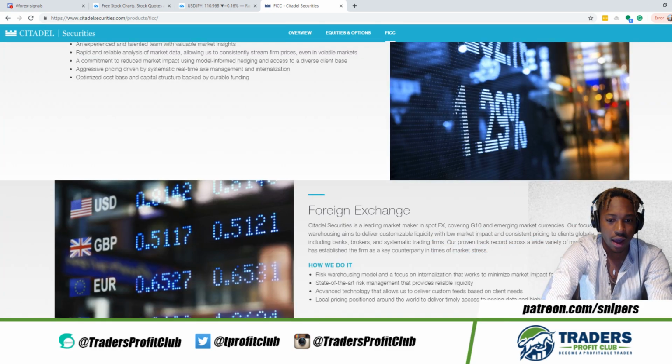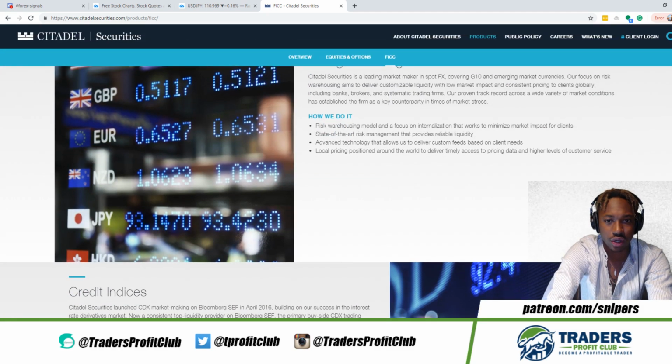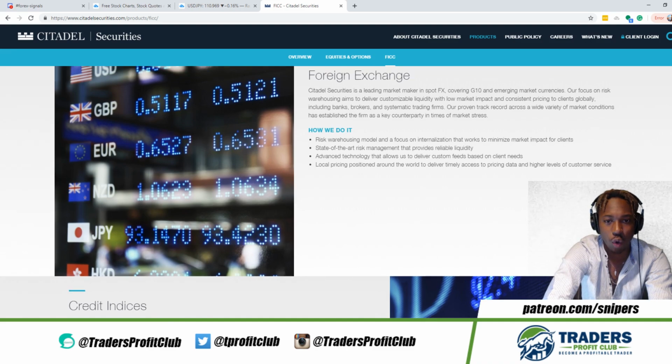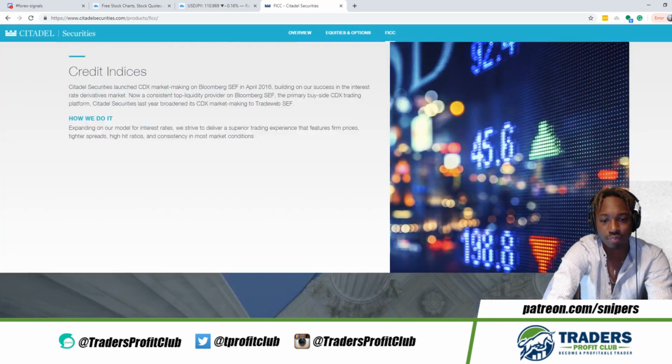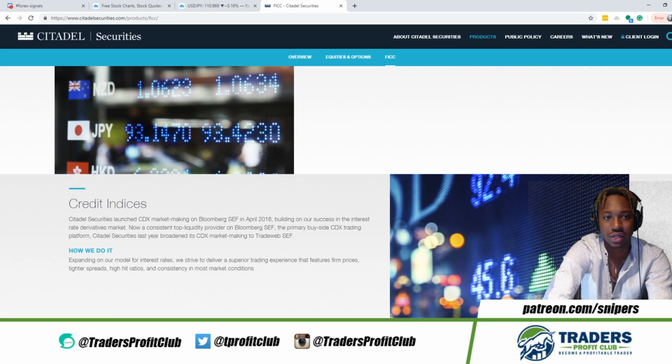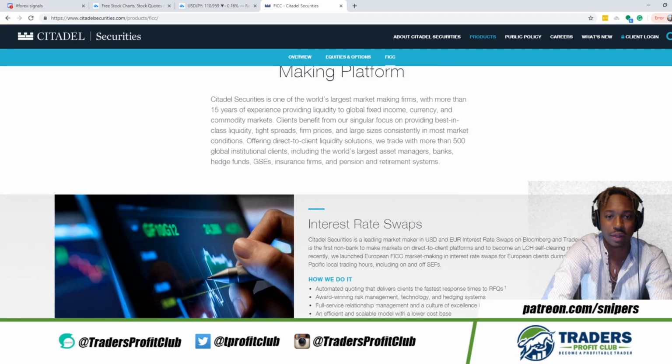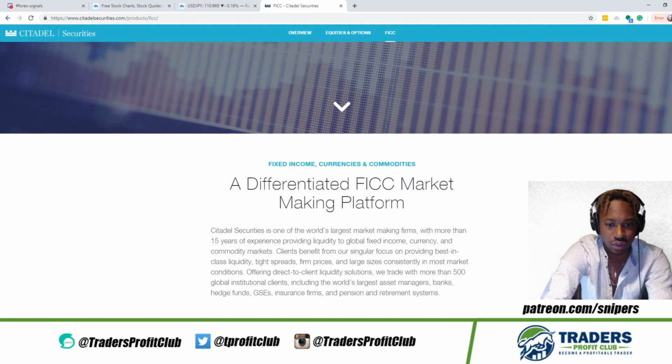So we're going to go with foreign exchange. So how do we do it? Risk warehousing model, the focus of internationalization that works to minimize market impact to clients. State-of-the-art risk management provides reliable liquidity. Advanced technology allows to deliver customer feeds based on clients' needs. Local pricing positions around the world to deliver timely access to price data and high levels of customer service. Okay, sounds pretty straightforward, right? They're a liquidity provider, one of the biggest in the world. Understand? So let's see what they mean.